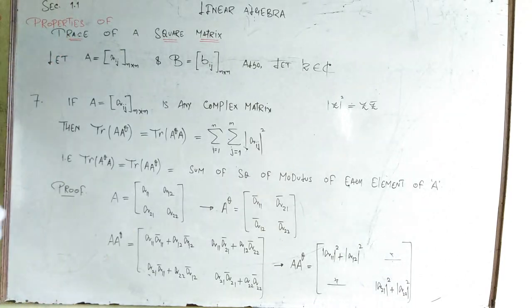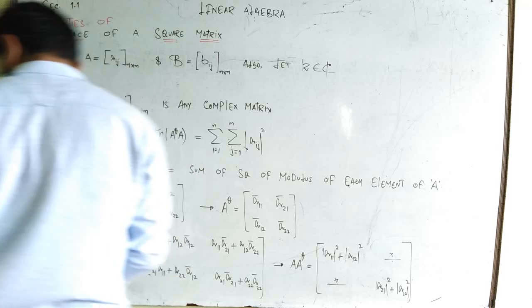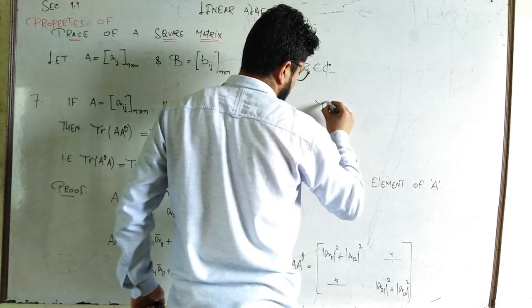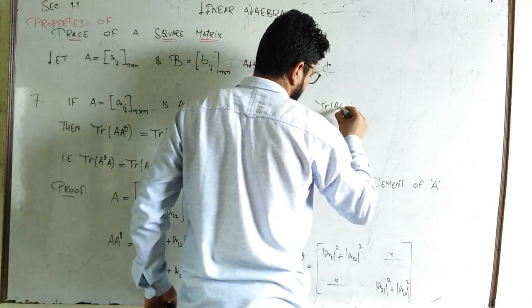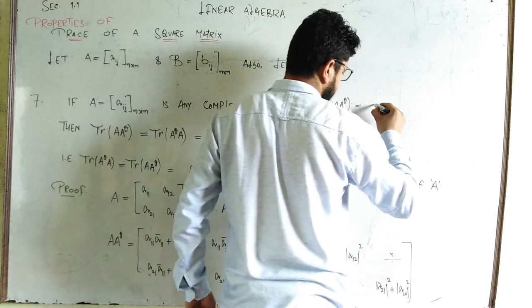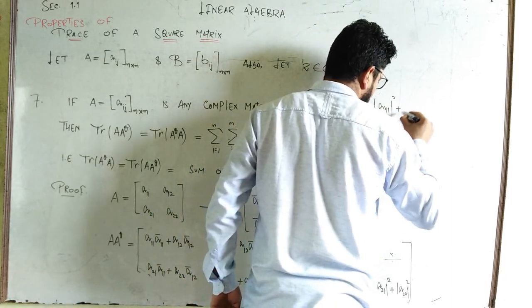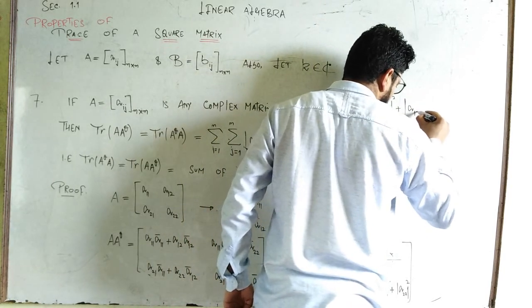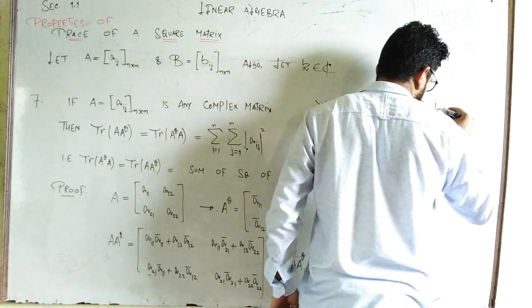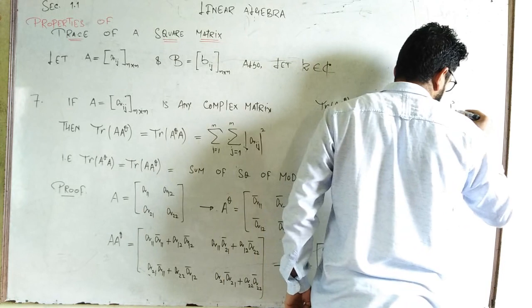Right, now what is the trace of this? Now you can just clearly see it. The trace of A transjugate A is equal to A11 whole square, A12 mod whole square plus A21 and the last.